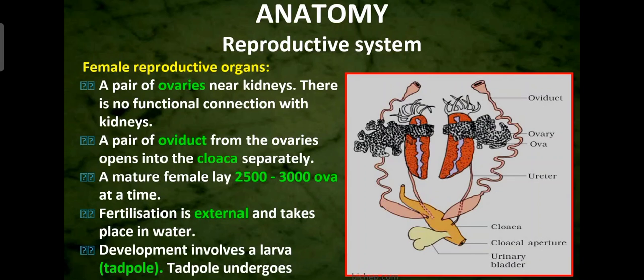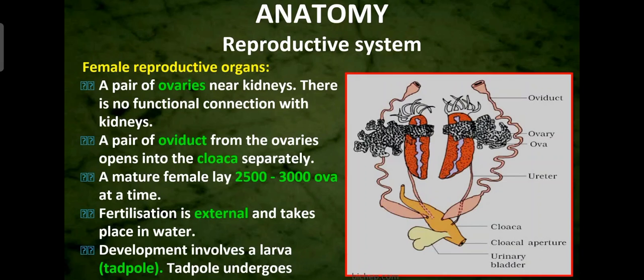Okay, a pair of oviducts from the ovaries opens into the cloaca separately. So you can see a long coiled structure, that is the oviduct, a tubular structure. That oviduct arises from each of the ovaries and it opens separately into the cloaca. So the ureter is opening separately into the cloaca, and here this oviduct is also opening separately into the cloaca. I told you this is the difference between male and female. There in the male it is urinogenital, urine and sperms are together opening into the cloaca. But here the oviduct is opening separately and the ureter is opening separately into the cloaca.